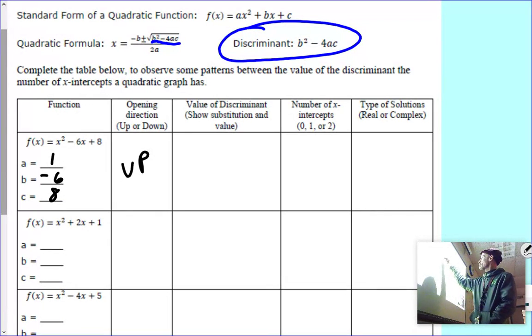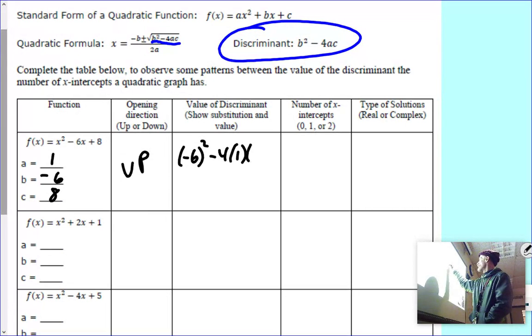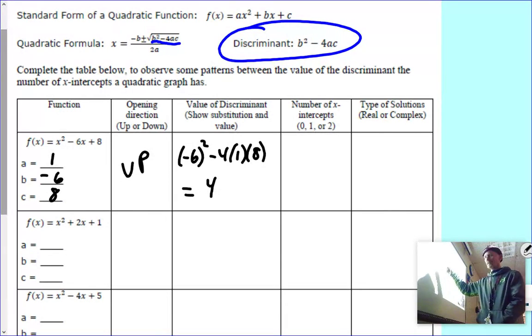So in this case, the discriminant is -6 squared minus 4 times 1 times 8, which is equal to 36 minus 32, which is 4. What I had my students do in class, as an exploration, was graph this on Desmos or a calculator and see how many x-intercepts it has. If you do that on this one, you end up getting 2 x-intercepts.